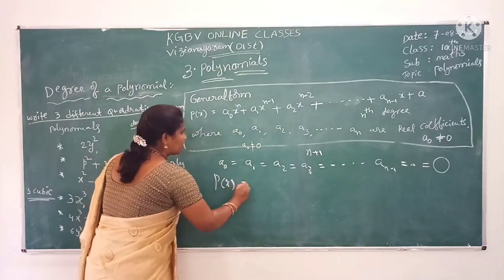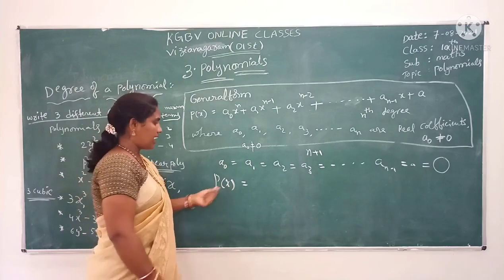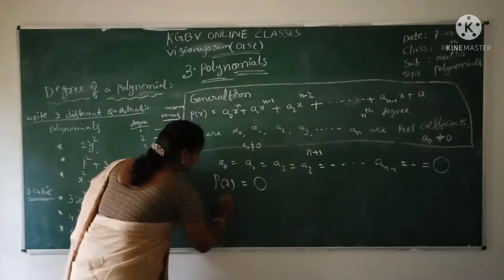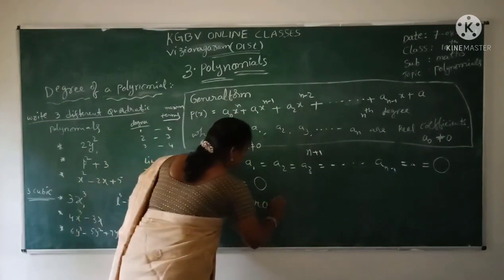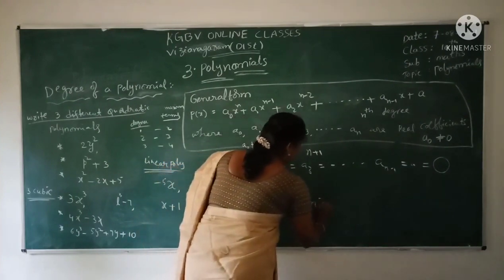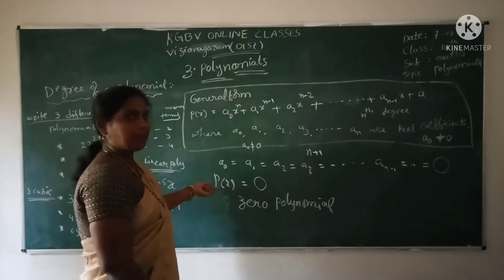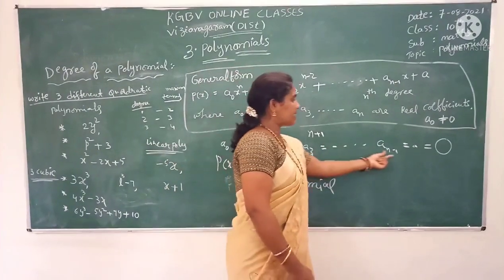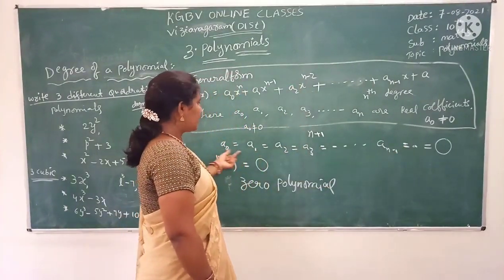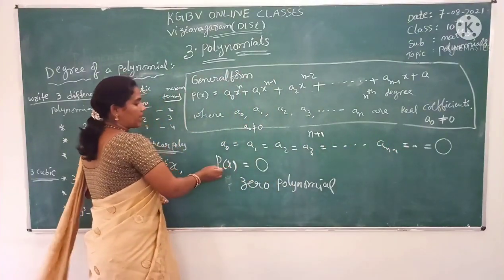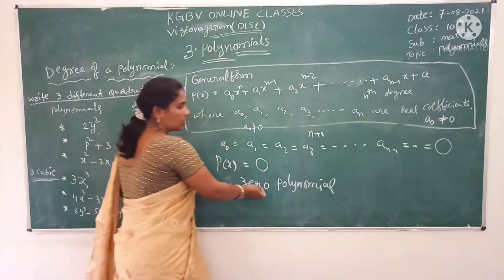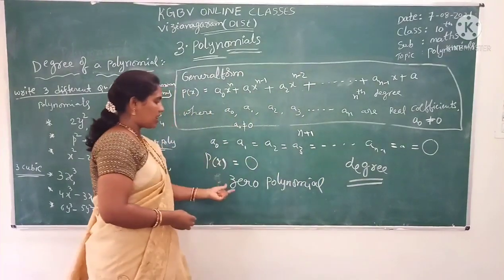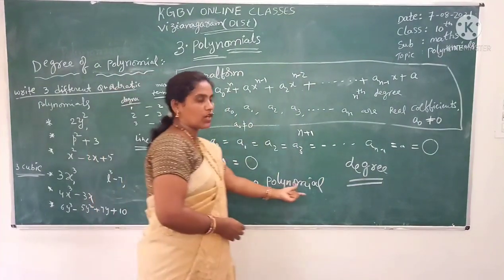then P of x, the polynomial in the variable x, is equal to 0. This is called the zero polynomial. In this polynomial, where a0, a1, a2, a3, and so on are real coefficients, if all are equal to 0, then the polynomial P of x will be 0. This is called the zero polynomial.